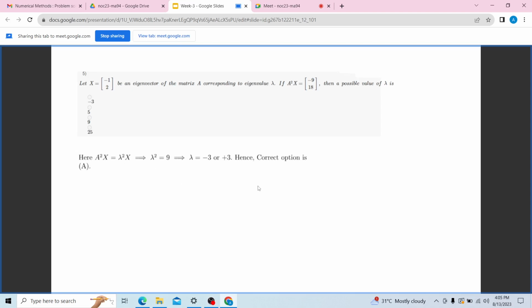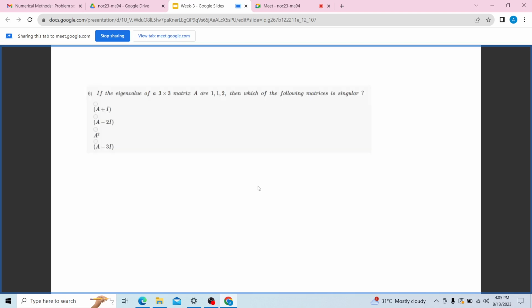So next question is question number 6, that says if the eigenvalues of a 3 cross 3 matrix A are 1, 1 and 2, then which of the following matrices is singular?